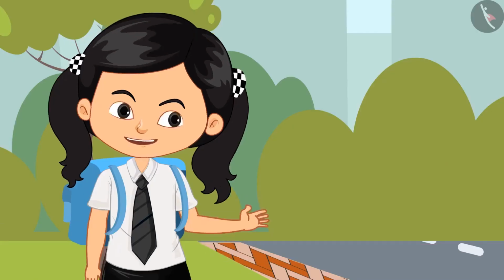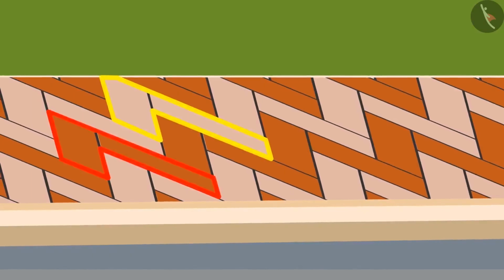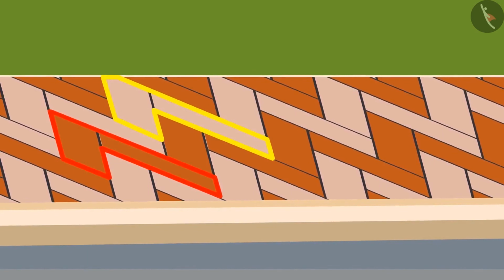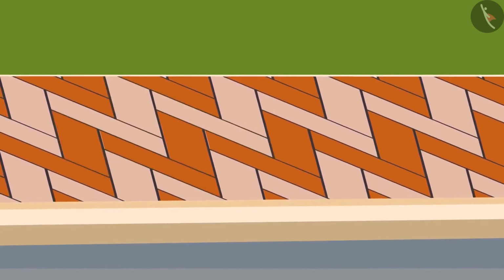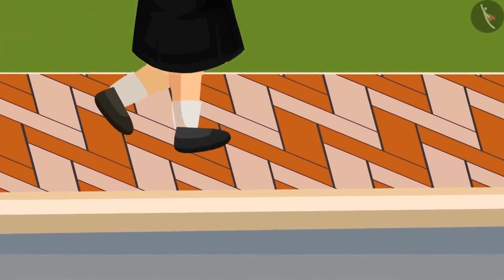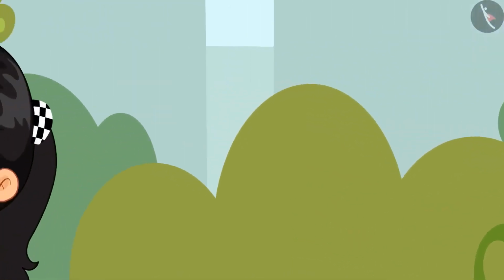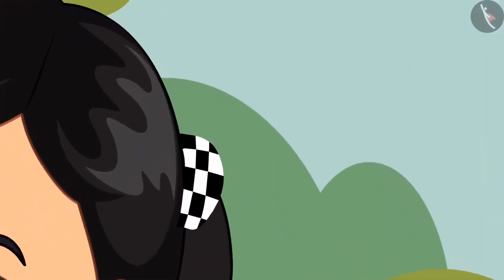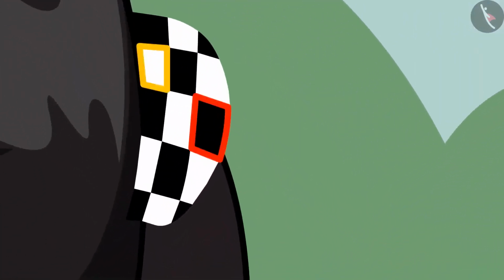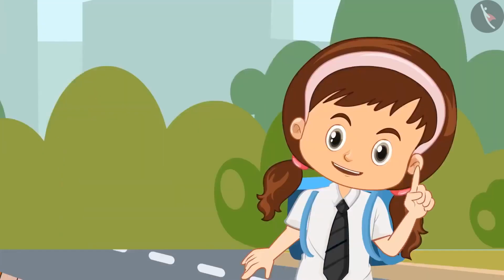Okay, see, this pattern is so nice. In this, two colored tiles are placed in a crosswise direction, and this sequence is repeated continuously. I enjoyed to work on this. I love the pattern of your hair clip too. It seems like black and white tiles are placed simultaneously. Thank you. Well, now let's go to school.